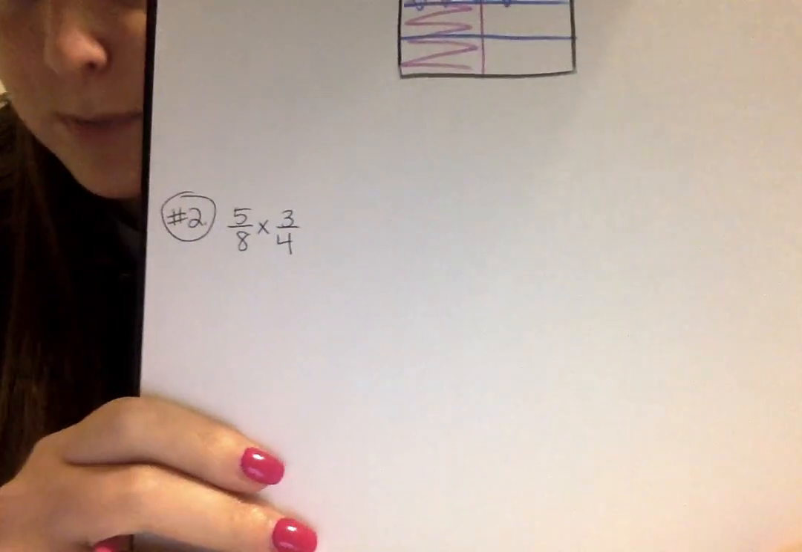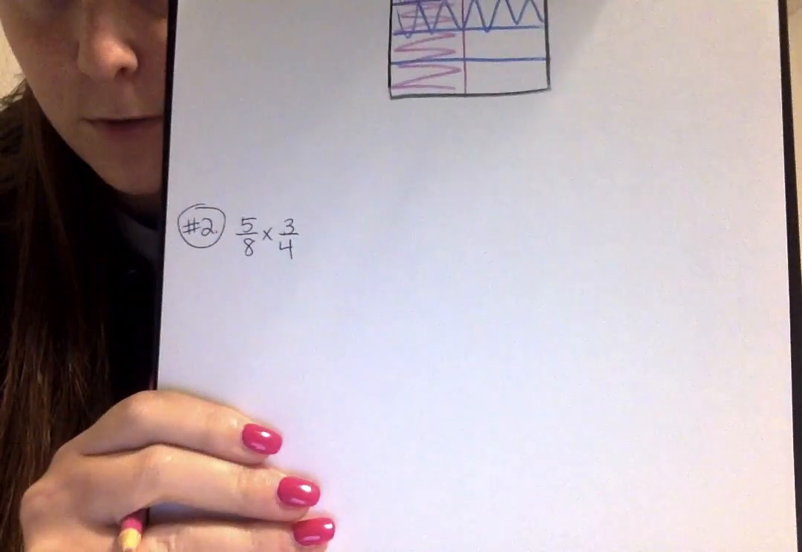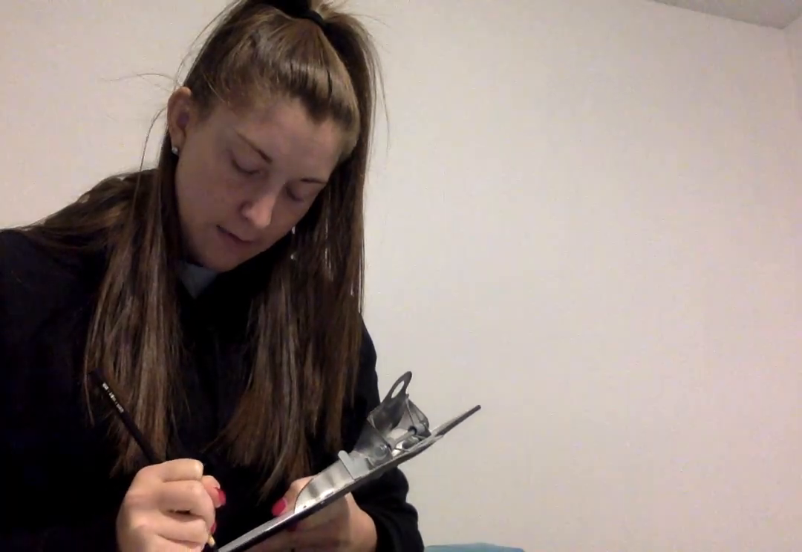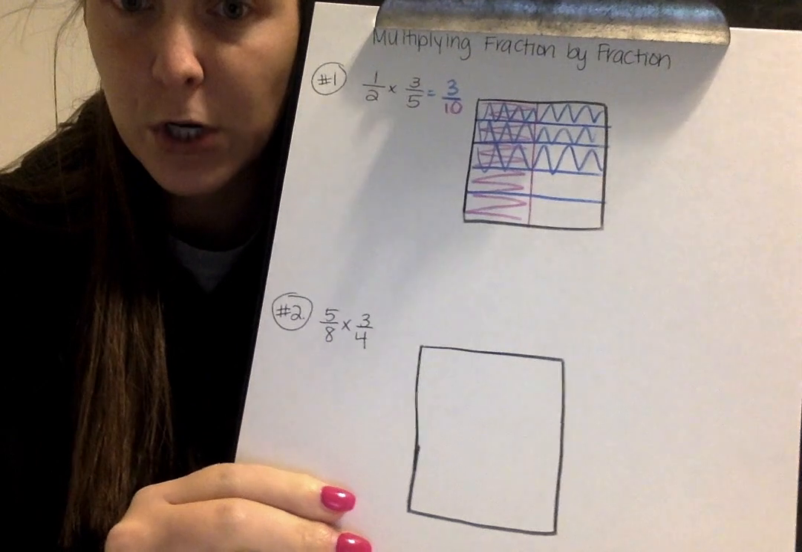Now, my next problem is 5/8 times 3/4. So again, I'm only going to need one rectangle. I'm going to take that rectangle and I've got to divide it into 8ths first. So I'm going to go ahead and do that going vertically.